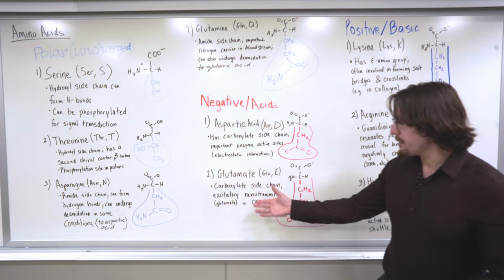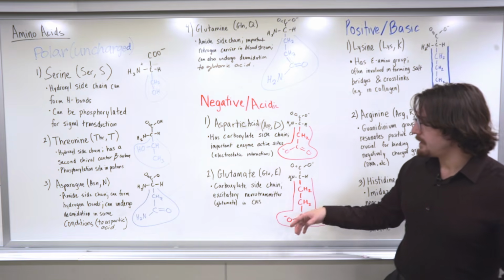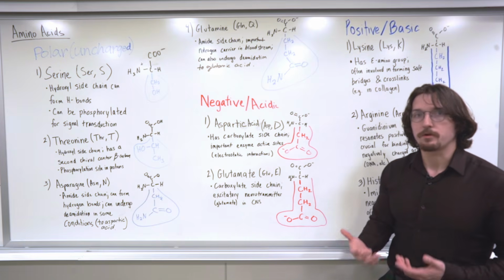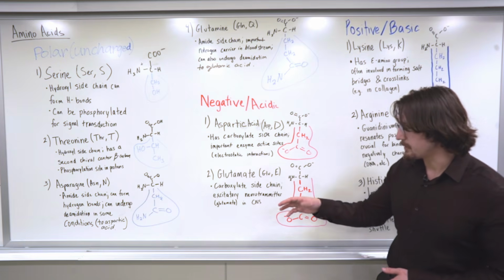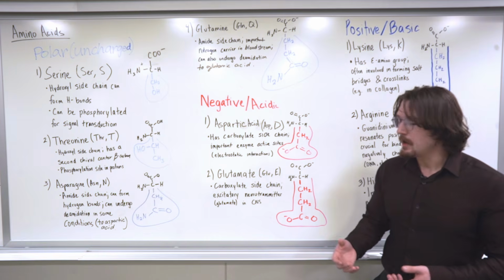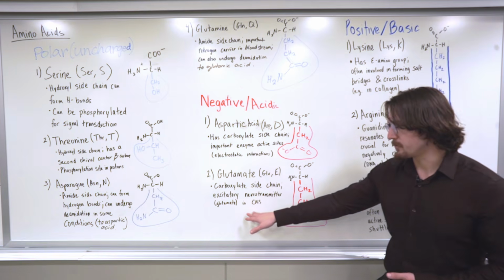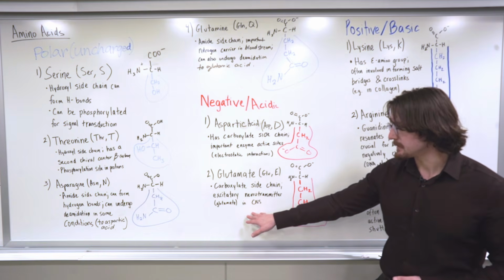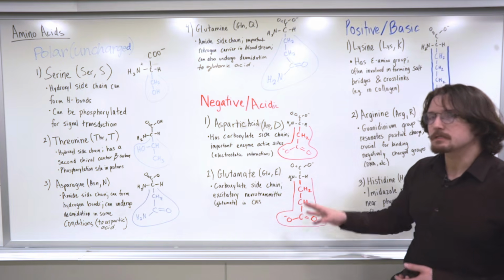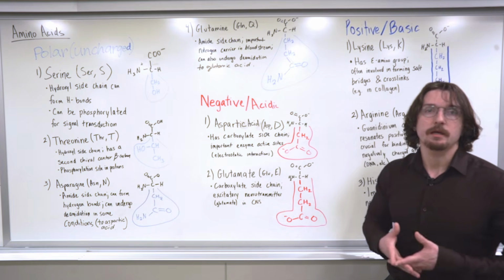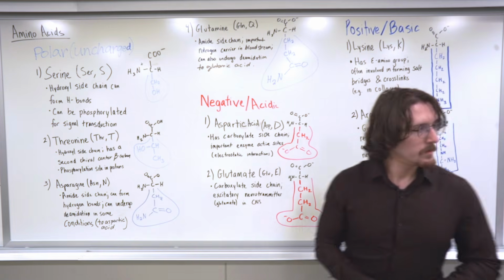So that's how you can remember it. Now, the other thing is with glutamate, it is actually a precursor molecule for neurotransmitters. And famously, glutamate itself is a neurotransmitter. So it's an excitatory neurotransmitter, very important in the central nervous system. And then also it can be used to synthesize GABA, which is an inhibitory neurotransmitter.